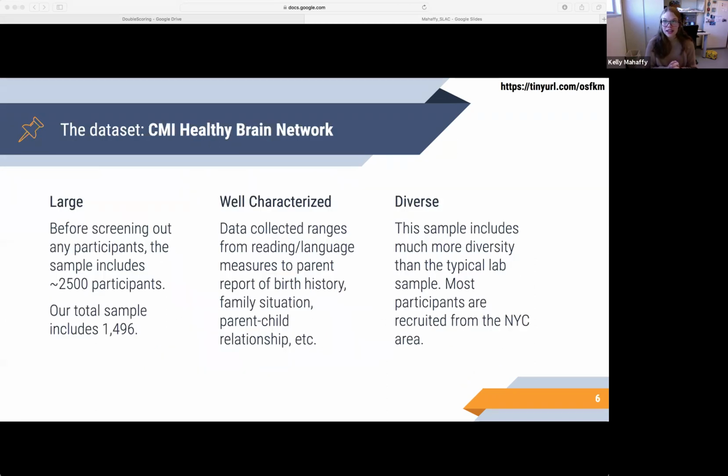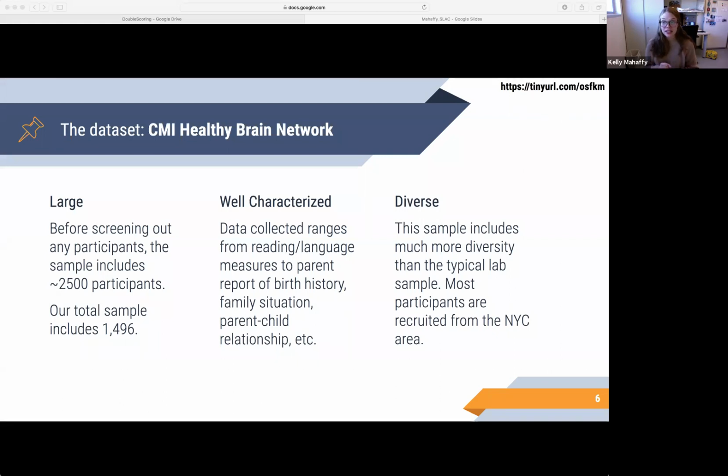So I want to start by telling you a little bit about the sample, because this sample is really special, and it's one of the reasons that we can conduct an analysis like the one that we have planned. So the data set that I'm using is the Child Mind Institute's Healthy Brain Network data. There are three main tenets of this data set that are important.